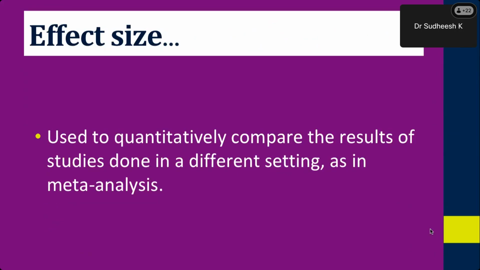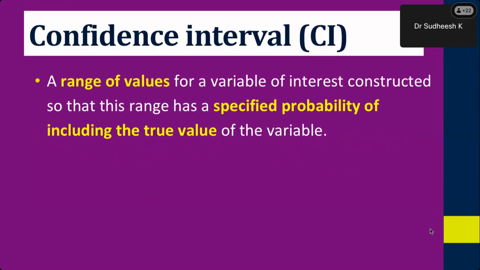Effect size is usually used to quantitatively compare the results of studies done in different settings, as in meta-analysis. Coming to confidence interval, the next parameter, it's a range of values for a variable of interest constructed so that this range has a specified probability of including the true value of the variable.